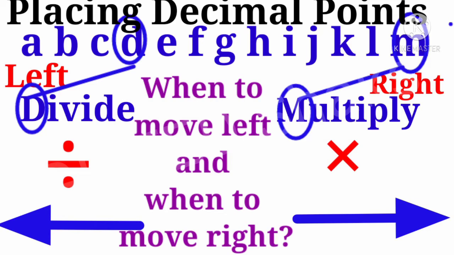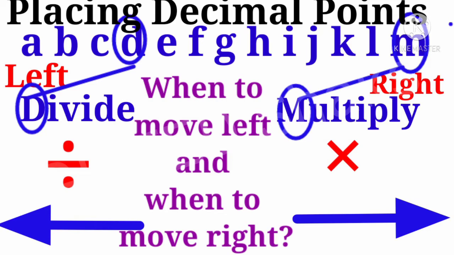And since M is to your right, whenever you have to multiply, you will take your decimals to your right. I hope this is clear. When you divide, since D is to the left, you will take your decimals to the left, and since M is to the right, you will take it to the right.